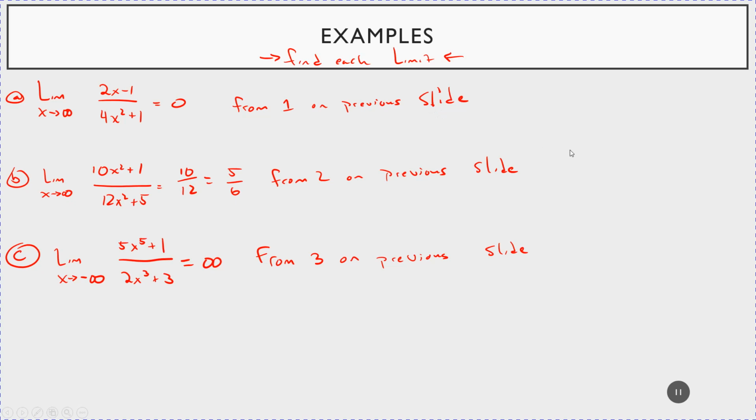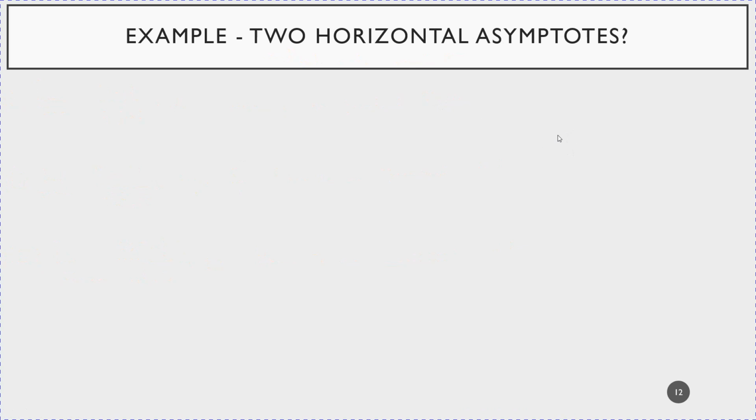All right, let me look at a rather interesting one, okay? This is an example where a graph has 2 different horizontal asymptotes. So let's consider this function. Let's consider f of x equal to 1 over (1 plus e to the negative x). Let's look at the limit as x goes to infinity of 1 over (1 plus e to the negative x).